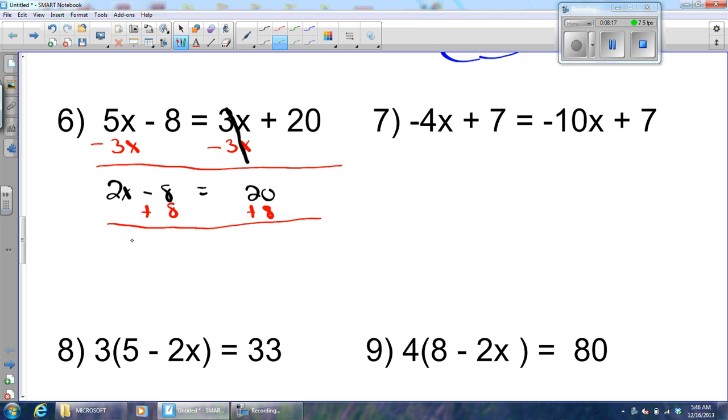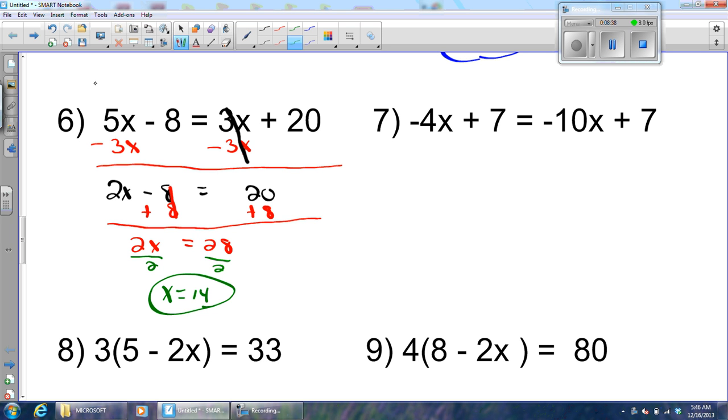I'll get 2x, and that's going to equal 28. And then I'm going to divide by 2 on both sides. I'm going to get x equals 14. Now, by the way, I'm getting lots of pretty answers. You don't have to get pretty answers. You can get fractions or decimals, okay?